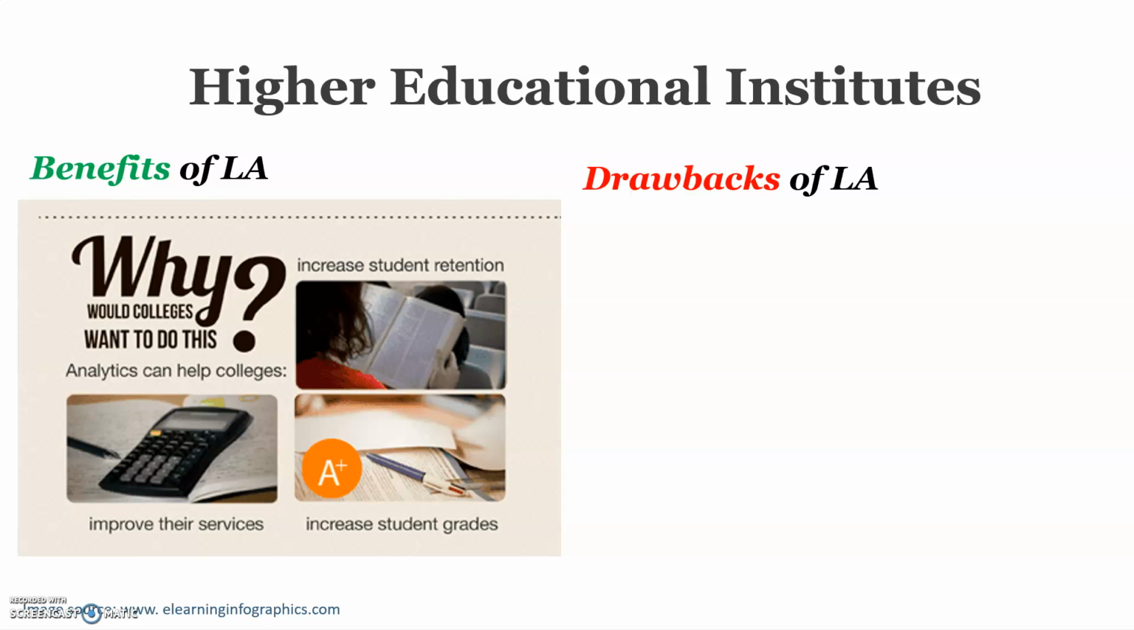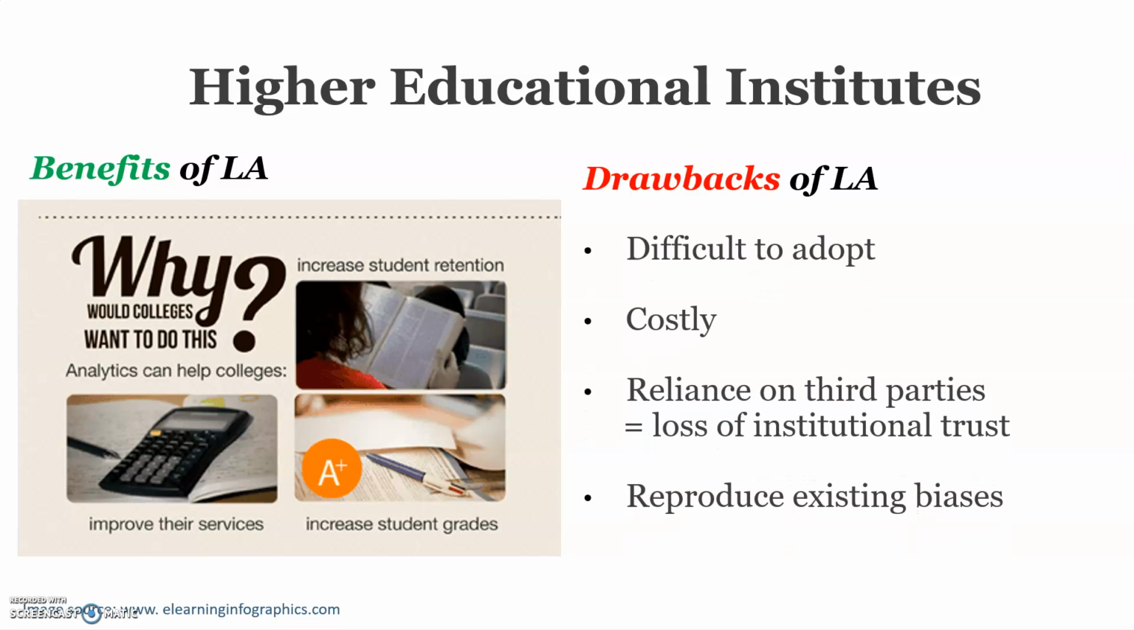However, application and adoption of institution learning analytics is far from an easy process. It can turn out to be a costly endeavor in terms of time, money, experience, and training. Education institutions' reliance on third parties may lead to potential loss of institutional trust. Worse still, LA systems which entrench an institutional and generic approach may reproduce existing biases related to class, gender, ethnicity within learning environments.